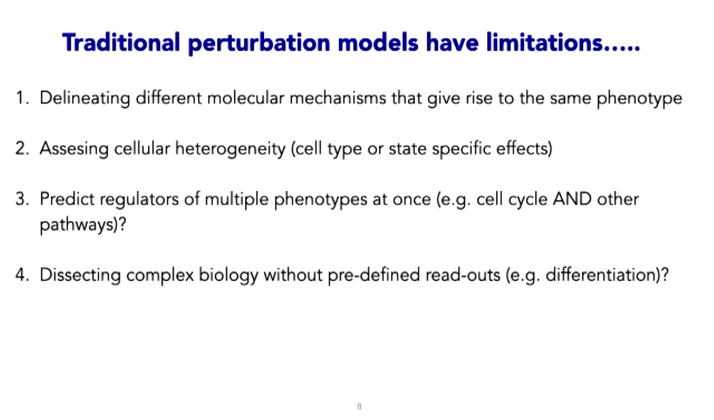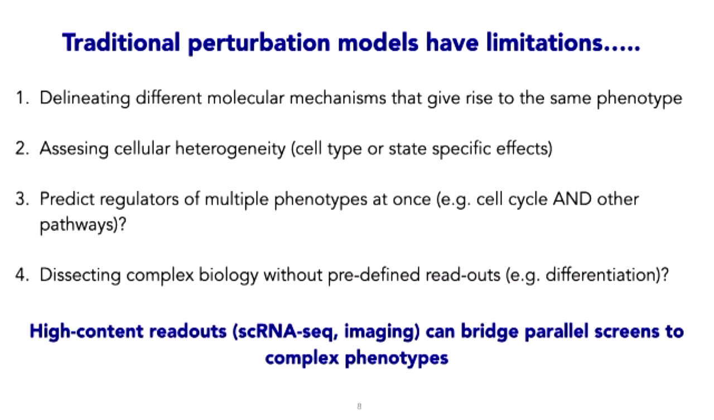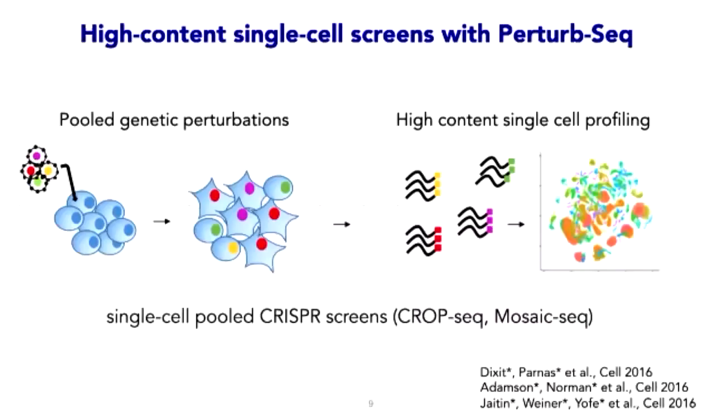And ideally, it would be great if we don't have to do so much prep and can perform a scalable screen. One solution is having a high content readout like single-cell RNA-seq or imaging, which really serves to bridge parallel screens like we discussed to complex phenotypes. Perturb-seq is exactly one such screen that aims to combine pooled CRISPR screens with high content single-cell profiling. Again, I use the term Perturb-seq to mean more broadly single-cell pooled CRISPR screens like crop-seq, mosaic-seq, et cetera.